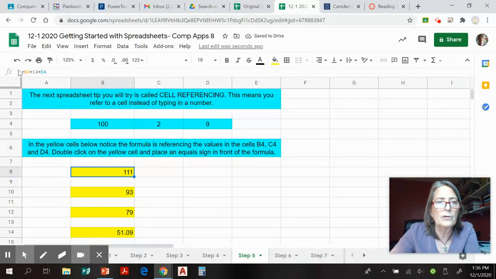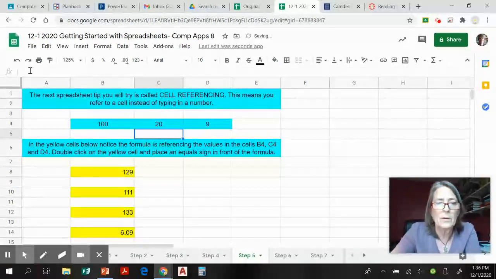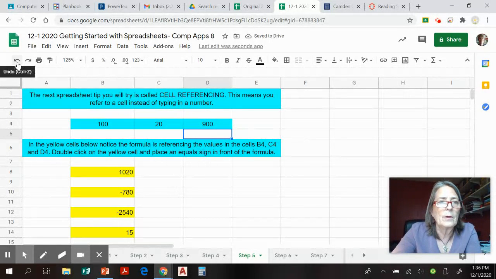So these formulas are saying whatever number is in here plus whatever number is in here. Like, I could change that to 20, and I could change this to 900, okay? So again, it's just referencing each cell.